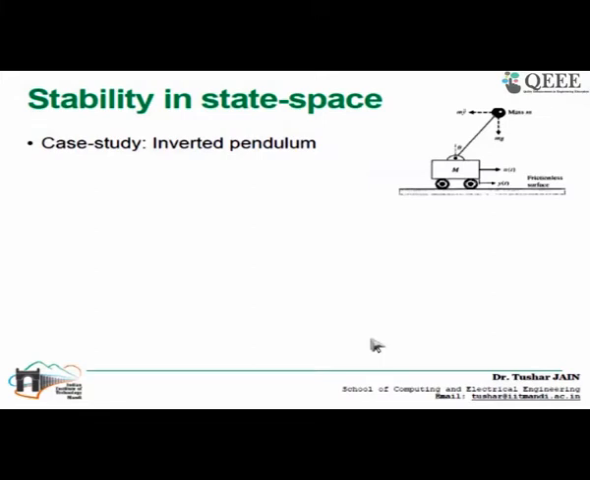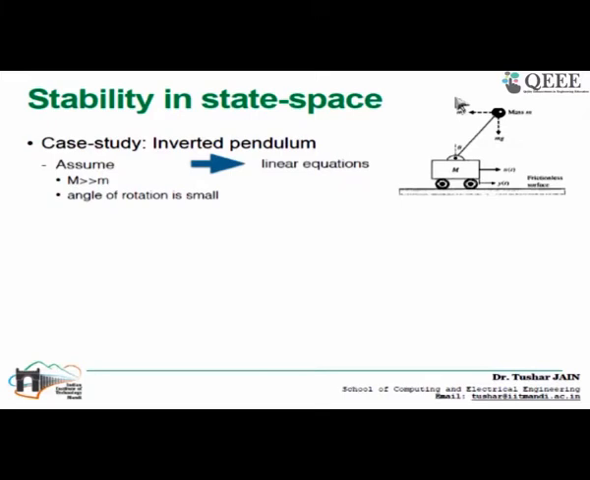Suppose we consider this case study of an inverted pendulum, where we have a moving cart of mass capital M with a rigid rod attached to it, with a ball. This is a very basic case study which you might have played with in your childhood by putting a bat on your hand and just controlling it. Basically this is the same one. This cart moves in such a way that the pendulum stays straight.